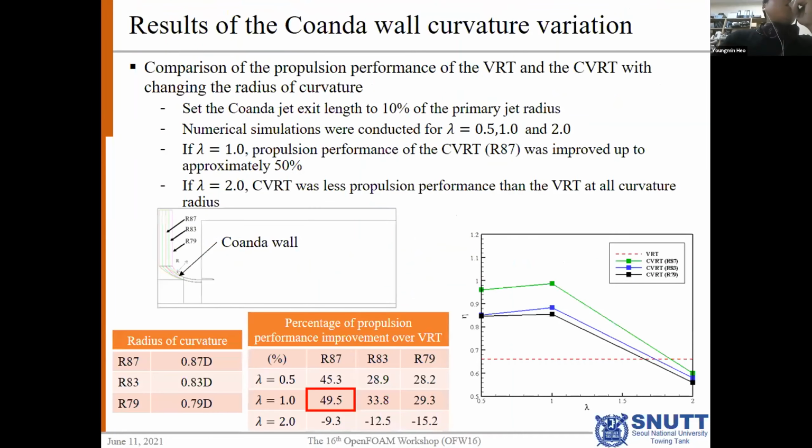I set the Coanda jet exit length to 10% of the primary jet, and numerical simulations were conducted for lambda equal to 0.5, 1, and 2. Propulsion performance of the CVRT is improved by up to 15% in the case of lambda equal to 1. CVRT has less propulsion performance than VRT at all curvature radii in the case of lambda equal to 2.